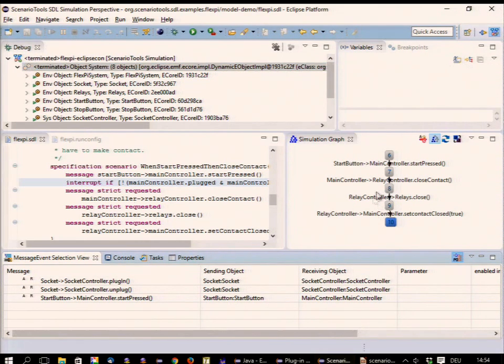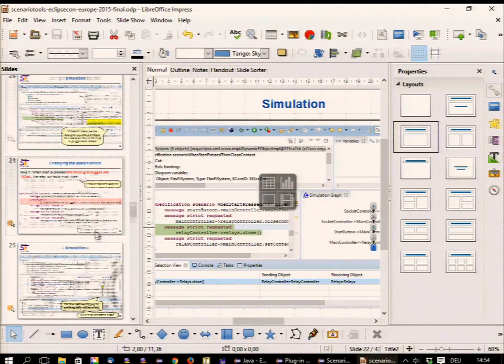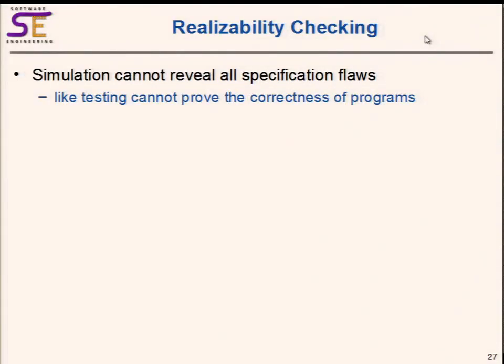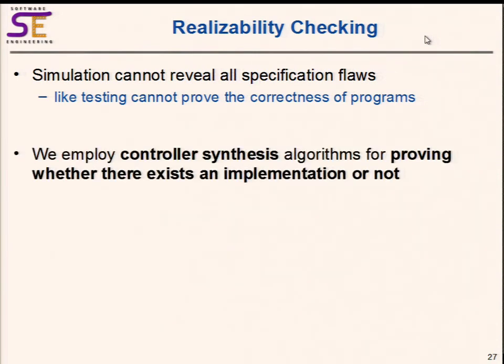And what we can do, I'll switch back to the slides quickly. What we can do is, the simulation cannot find all the bugs. We employ something which is called controller synthesis. So we have an algorithm which attempts to build a state machine, more or less, which satisfies the specification, assuming all different nasty things that can happen in the environment, right? So we sort of play through all possible sequences of environment events and check whether there exists a system that can react to the environment while satisfying the specification.